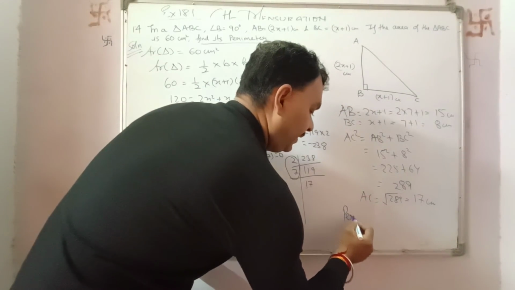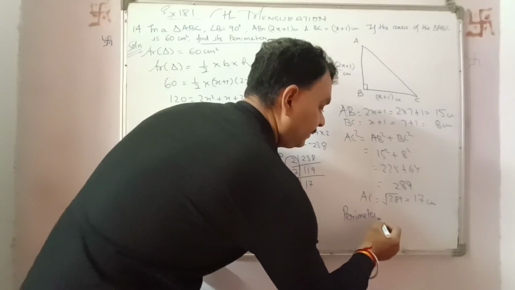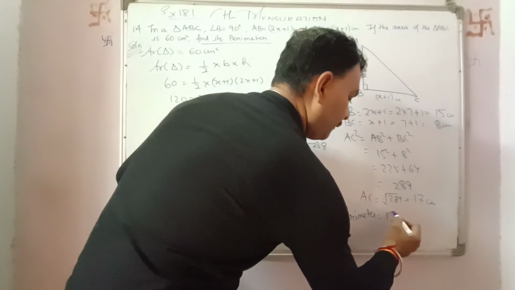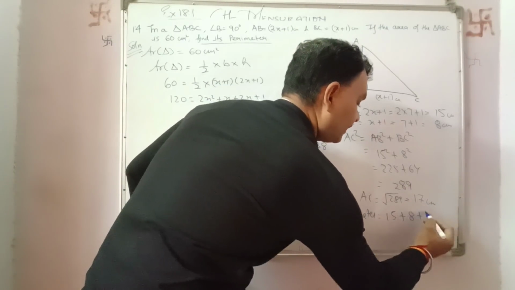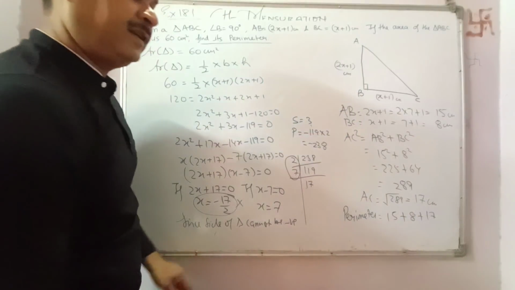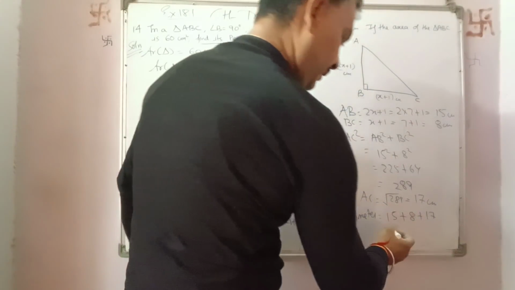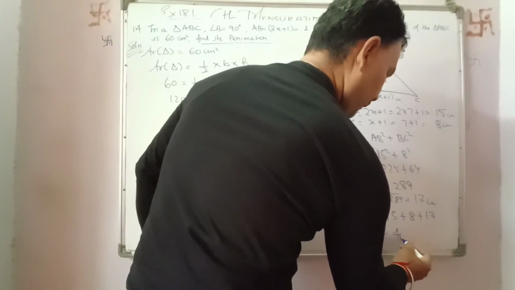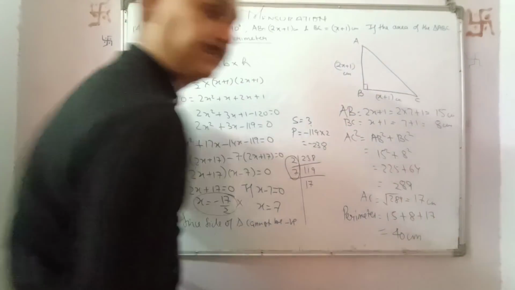Perimeter of triangle, that is the sum of all the sides, 15 plus 8 plus 17. 17 plus 8 is 25, 25 plus 15 is 40 centimeter.